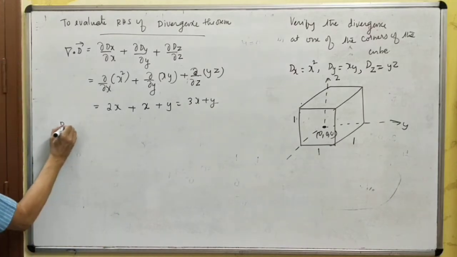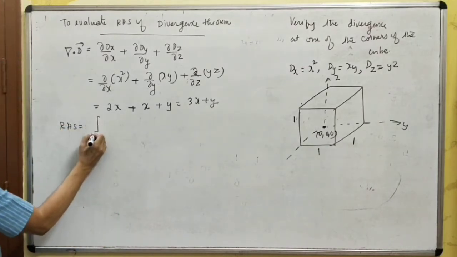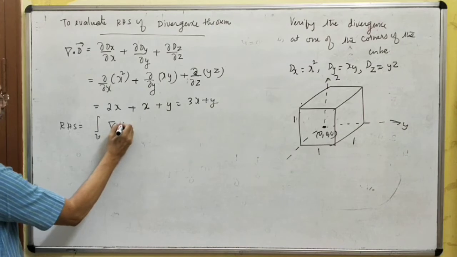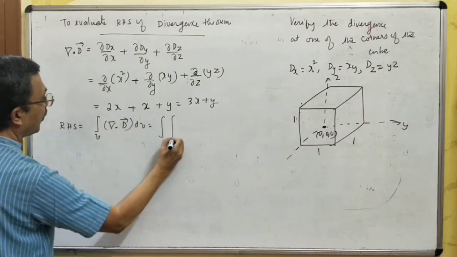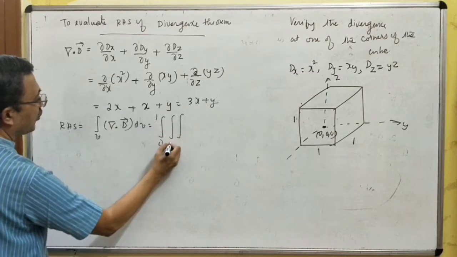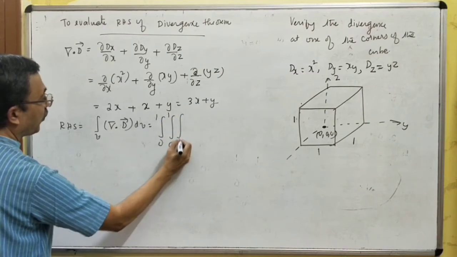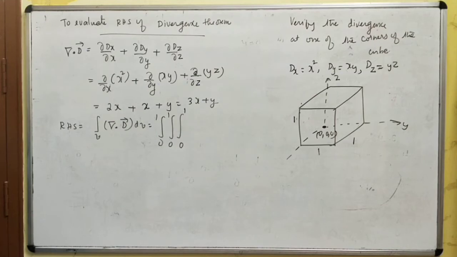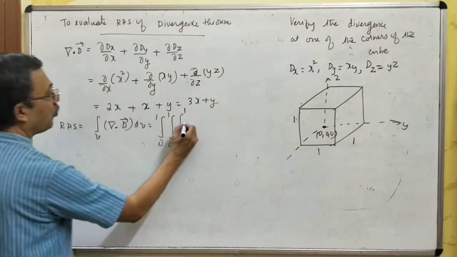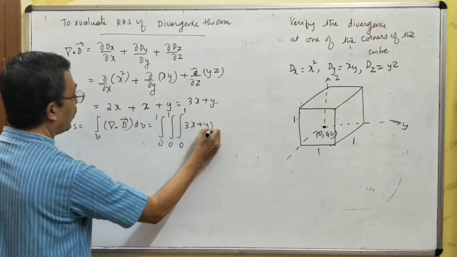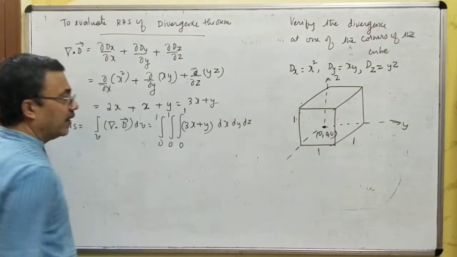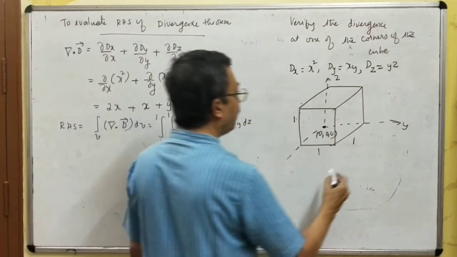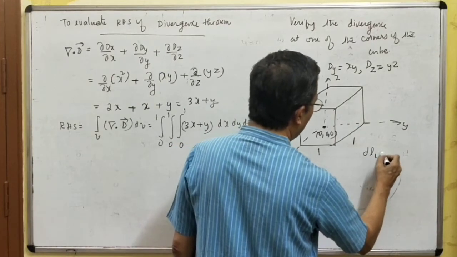What is right hand side of divergence theorem? Volume integral divergence of D dv. Volume integral is a triple integral. X varying from 0 to 1, y varying from 0 to 1, z varying from 0 to 1. Divergence of D is what? 3x plus y. What is dv? dx, dy, dz.